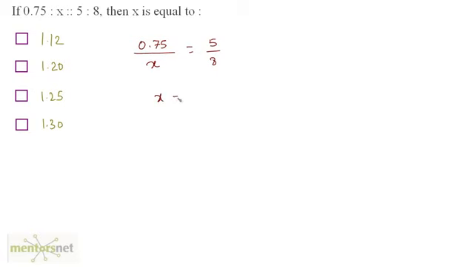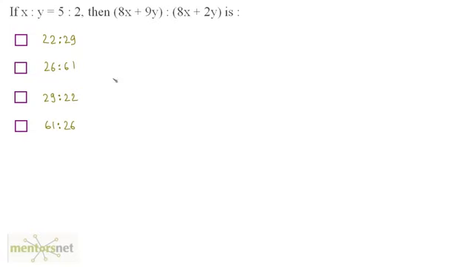So x is equal to 0.75 times 8 divided by 5. This is equal to 0.75 times 8 is 6 by 5, and 6 by 5 is 1.20. So option B is the correct answer here.